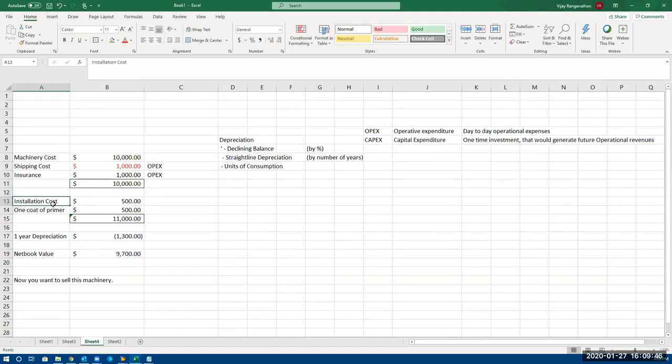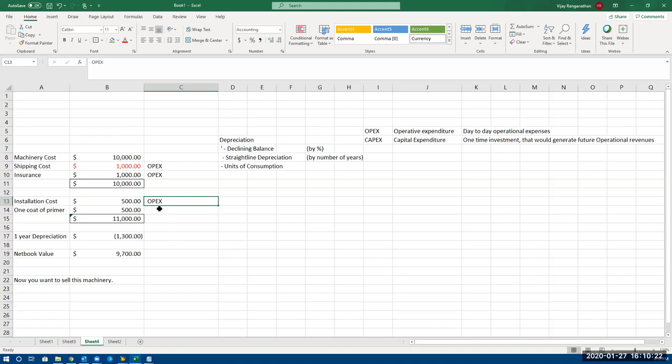Now comes the installation cost. Installation cost is the same thing. You install so that you can reap the benefits of the machine. Once you decide to sell, the guy is going to come and dismantle this machine and take it away, okay? The installation is not going to go with it. Installation is to install the machine. He's going to take this machine to his warehouse and reinstall it. He's going to spend $500 again, maybe, right? So he's not going to pay for this, correct? This is also OPEX, right?